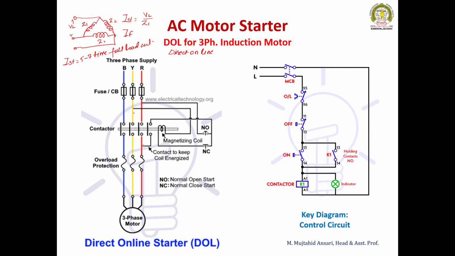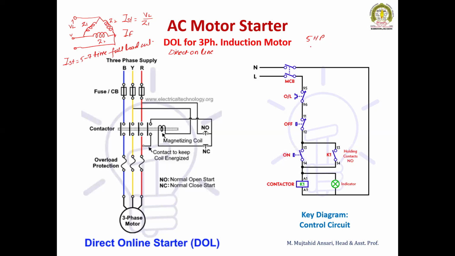Again, this 50 to 70 ampere may damage the wiring, may damage the stator winding of the three-phase induction motor, and it will give a dip in the voltage of the other lines connected to the motor. So that's why we are using the starter. But the DOL starter is used only for motors up to 5 HP. If the motor capacity is more than 5 HP, we have to use a different type of starter where the starting current can be stepped down to a safe value at the time of starting.